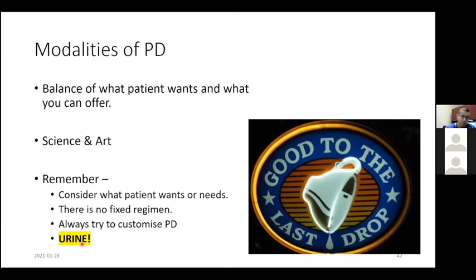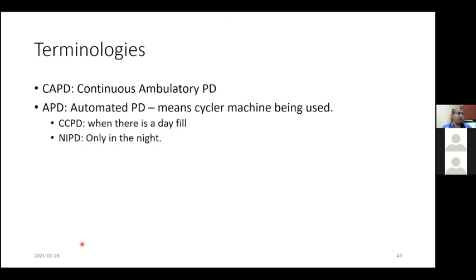Okay, now what are the terminologies that we use here? One is CAPD, continuous ambulatory peritoneal dialysis, when the patient is moving around and he has fluid in the belly 24/7. That is continuous, meaning he's dialyzing, and ambulatory means the patient is moving. And then we have automated PD, that means the patient is on a machine at night. Now, if he also has fluid in the day, we call it CCPD. If the patient doesn't have fluid in the day, we call it NIPD, that is nocturnal intermittent peritoneal dialysis.